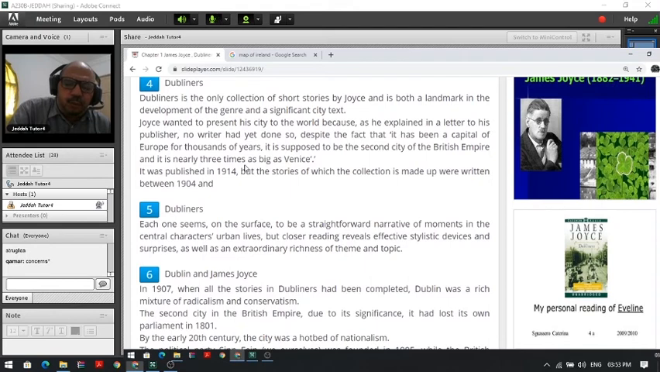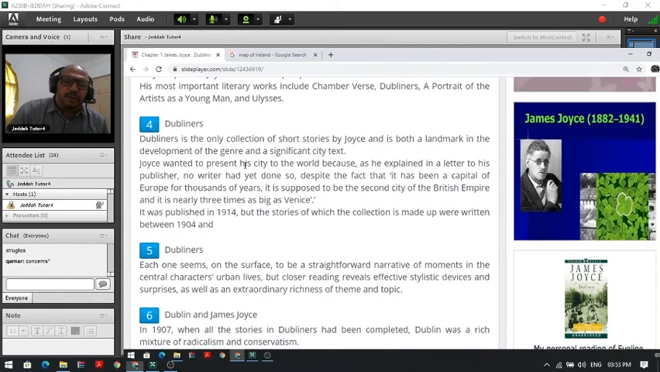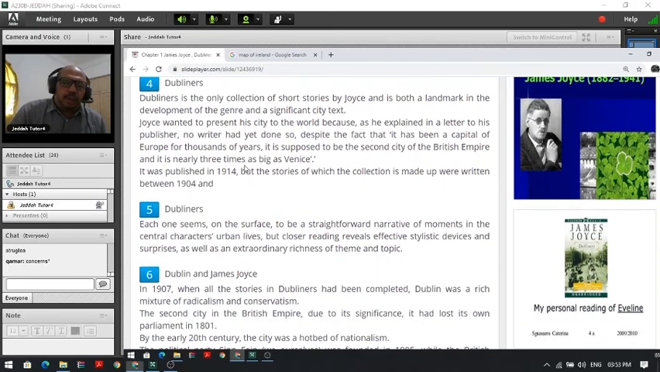Now, if we move to the set of short stories that we have, it's called Dubliners, and like we said, Dubliners indicates that we are in for talk and issues and ideas about Dublin, the capital city of Ireland.